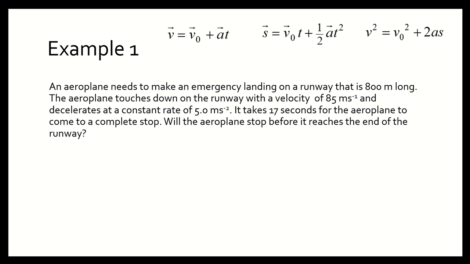So what I want you to do as you're doing practice problems is just read carefully. If it was a test or exam, you can underline keywords. An airplane needs to make an emergency landing on a runway that is 800 meters long. The airplane touches down on the runway with a velocity of 85 meters per second and decelerates at a constant rate of 5 meters per second squared. So that's its deceleration or its acceleration. It takes 17 seconds for the aeroplane to come to a complete stop.